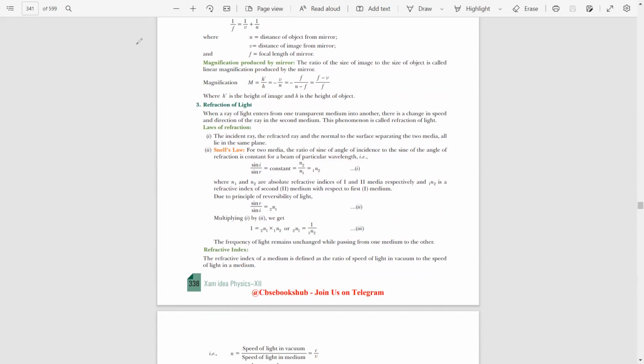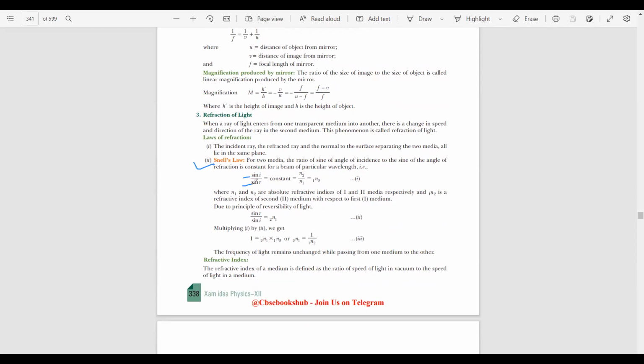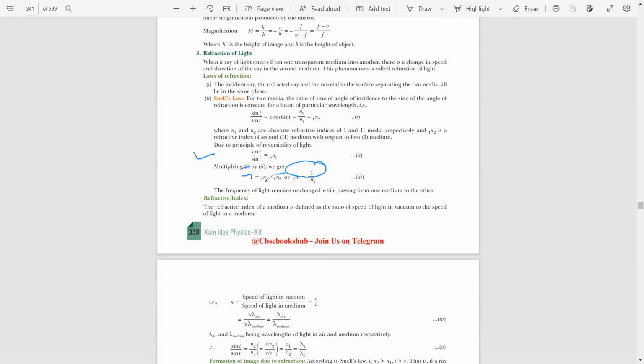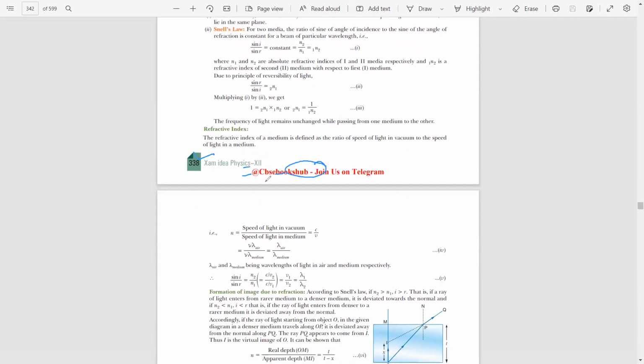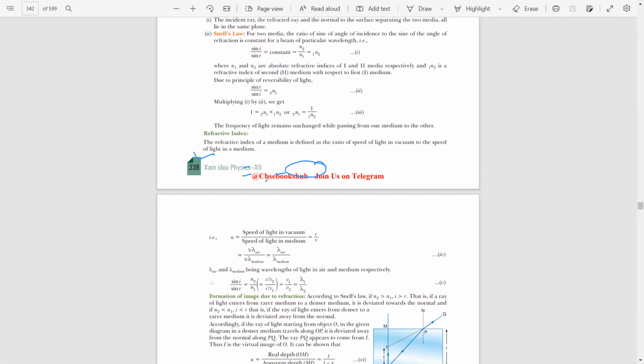Laws of reflection. Snell's law: sin i by sin r is constant, which is the refractive index, medium 2 by medium 1. And n is the absolute refractive index. When we are taking absolute refractive index, one medium is constant, like the standard medium, which is air or vacuum. Refractive index is speed of light in vacuum by speed of light in some other medium.